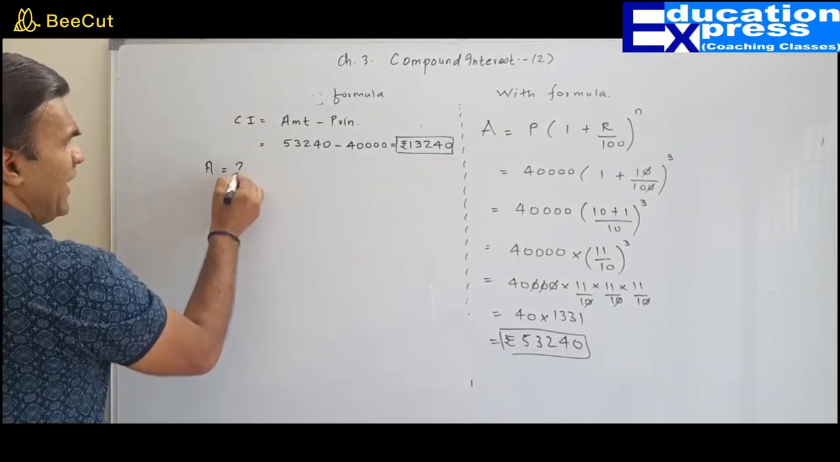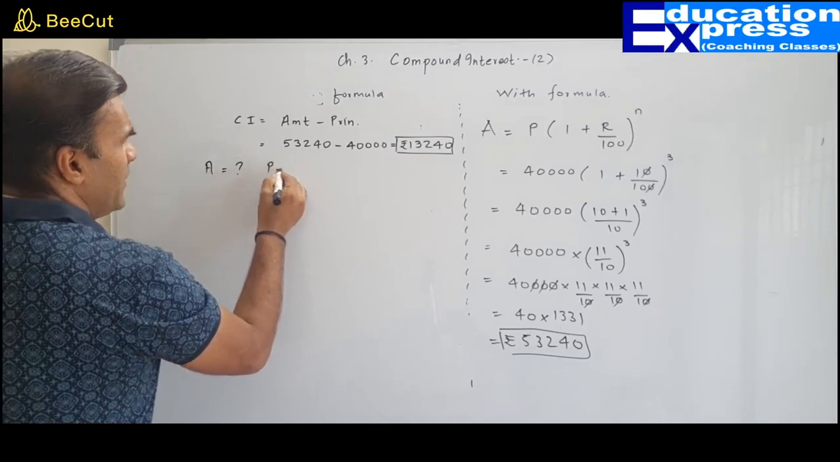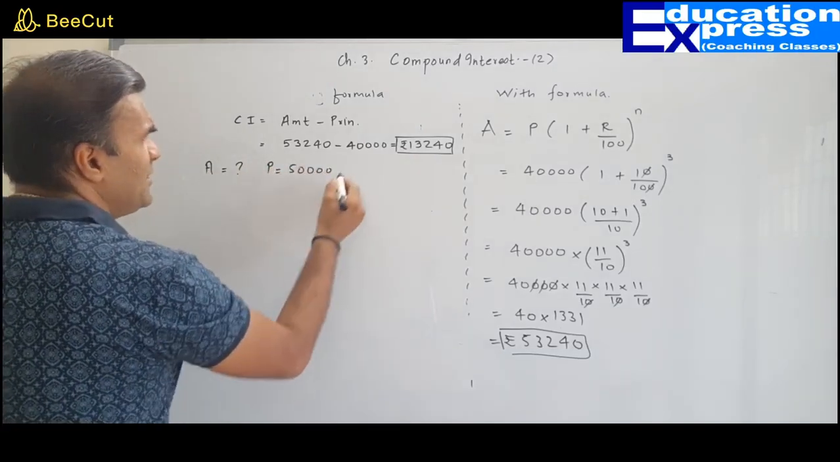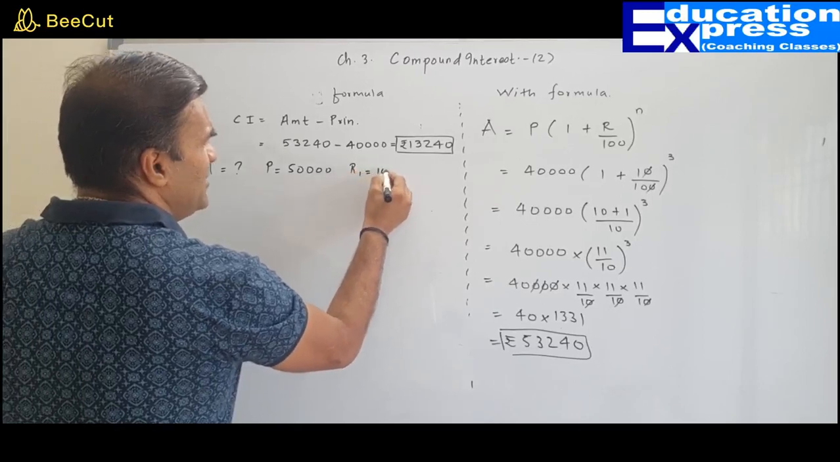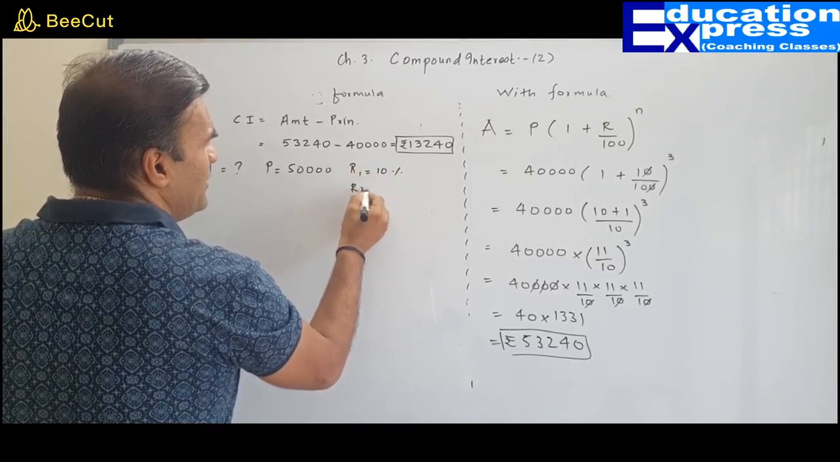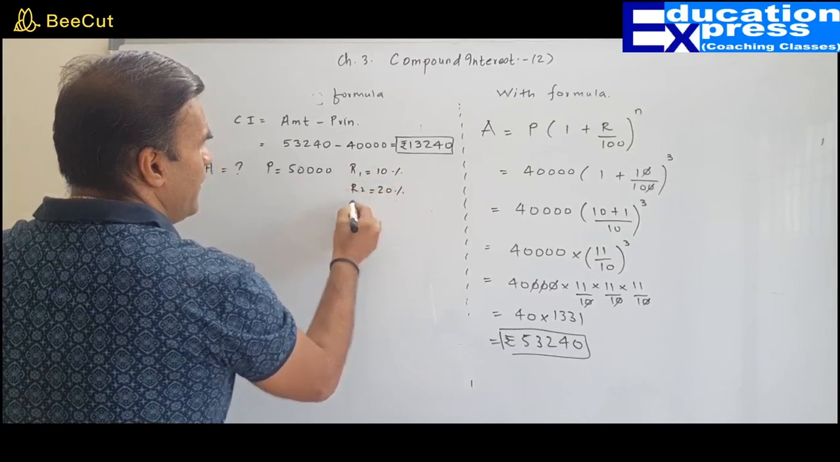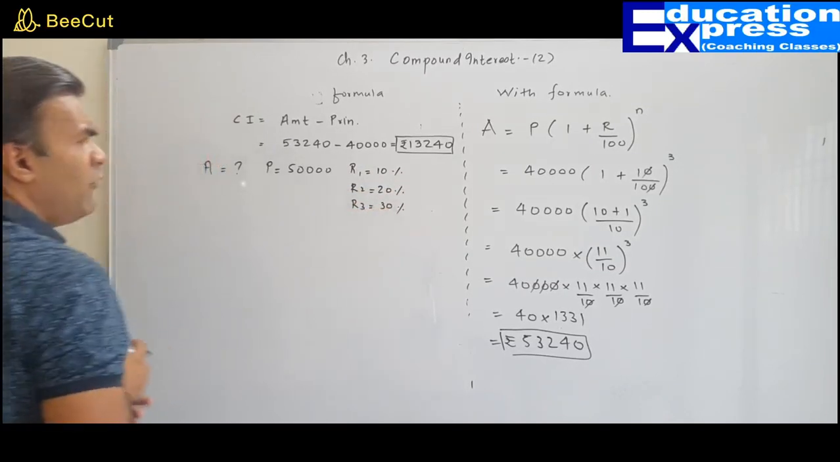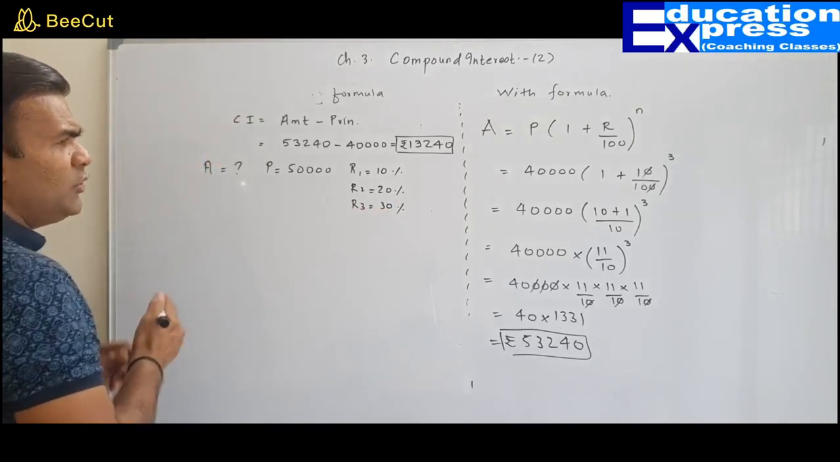Besides that, let us say we have a question. The question is to find the amount. Given principal is 50,000. What about the rates? Rate for the first year is 10%. Rate for the second year is 20%. Rate for the third year is 30%. Now if I want to solve this question, what should I do?